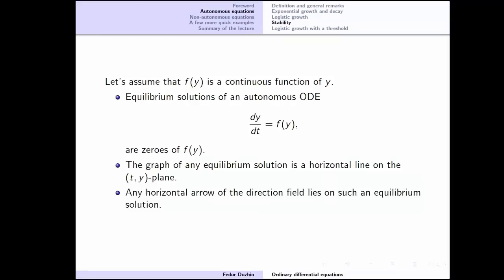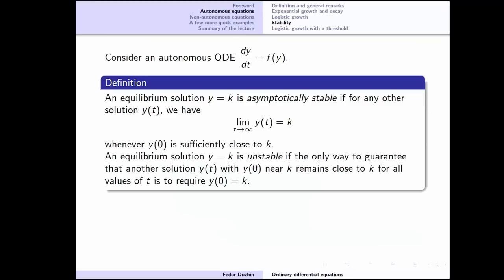Then, since the equation is autonomous, it means that if we have any single horizontal arrow, then all the arrows on the same level are also going to be horizontal. Remember that in every row of arrows, they are all equal arrows. So then it means that we would have an equilibrium solution.